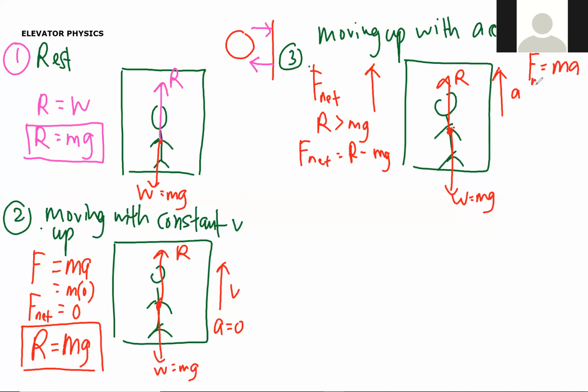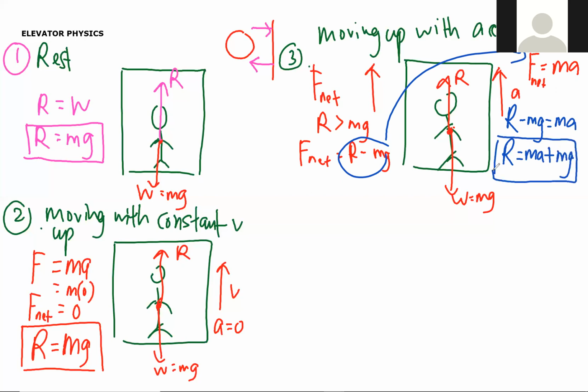where F is F net, you substitute this inside. So you will get R minus mg equals to ma. Clear? So R minus mg equals to ma. So I can express it in terms of R: R equals to ma plus mg. And this is how we derive this equation here. R equals to ma plus mg. Later I'll show you what this means.